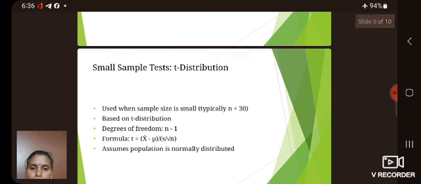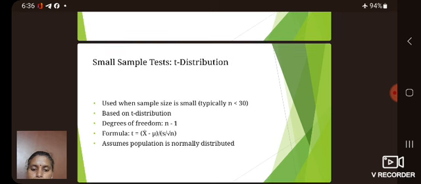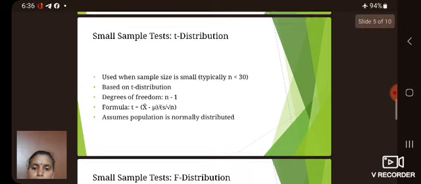Next we see the small sample test, that is the t distribution. It is used when the sample size is small, that is n less than 30. It is based on the t distribution. Degrees of freedom is n minus 1. Formula for t distribution is t equals x bar minus mu by s by root n. The assumption here is that the population is normally distributed.